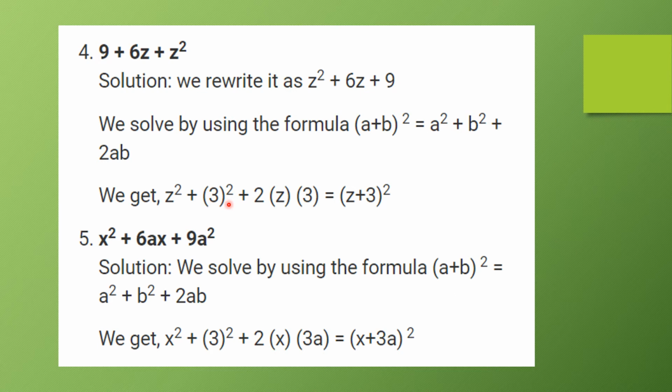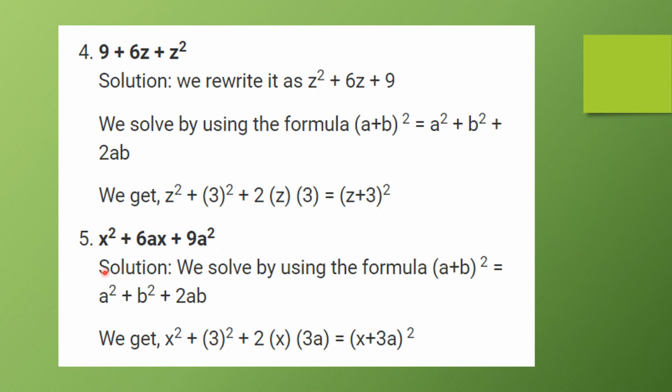What are the two numbers? If you multiply, you get 9. And what are the two numbers? If you add, you get 6. Now, you have 3 threes are 9. So, if you add 3 plus 3, it is 6. So, the factors are z plus 3 into z plus 3, that is z plus 3 the whole squared.